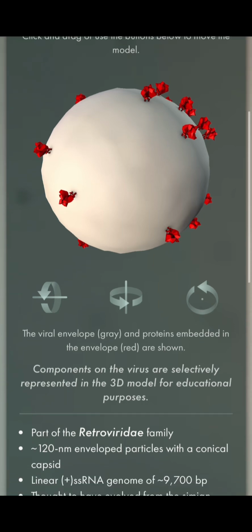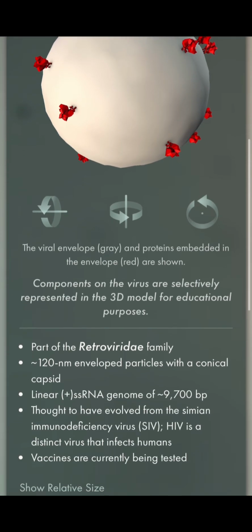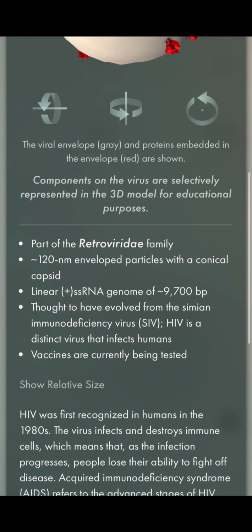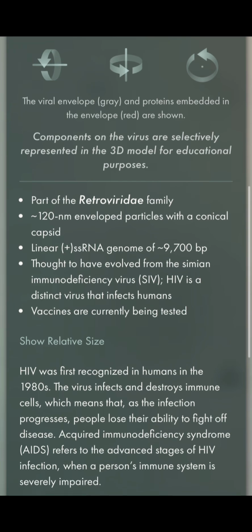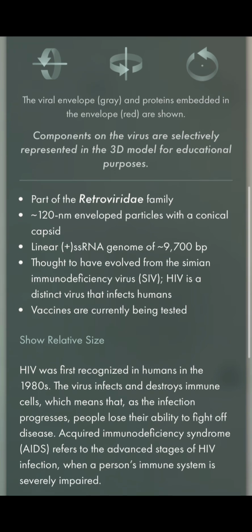So to begin, human immunodeficiency virus, or HIV, is part of the Retroviridae family. It has 120 nanometer enveloped particles with a conical capsid and a linear positive single-stranded RNA genome of about 9,700 base pairs. It is thought to have evolved from the simian immunodeficiency virus, or SIV, a distant virus that infects humans. Vaccines are currently being tested for it.